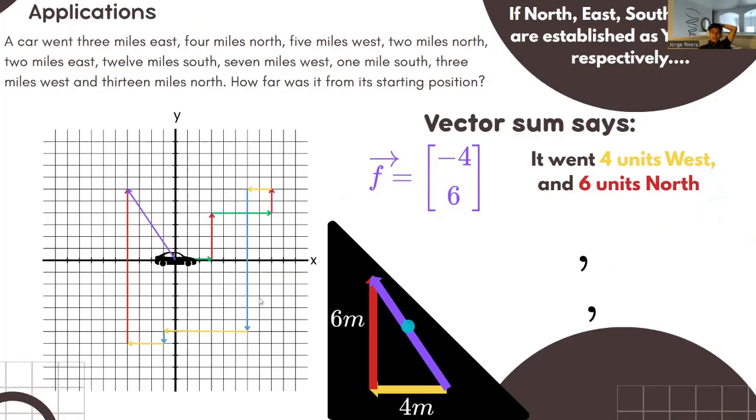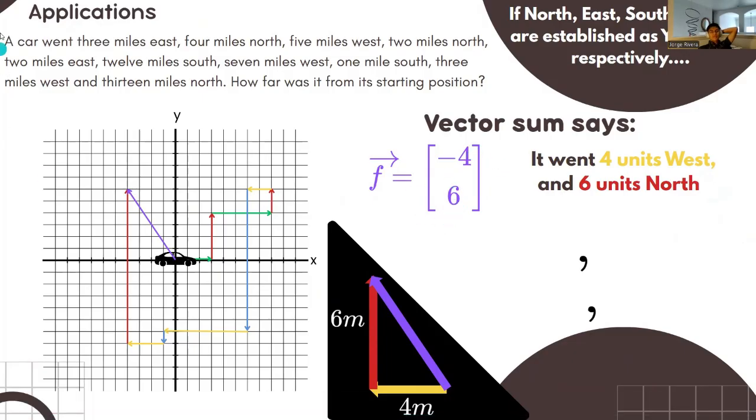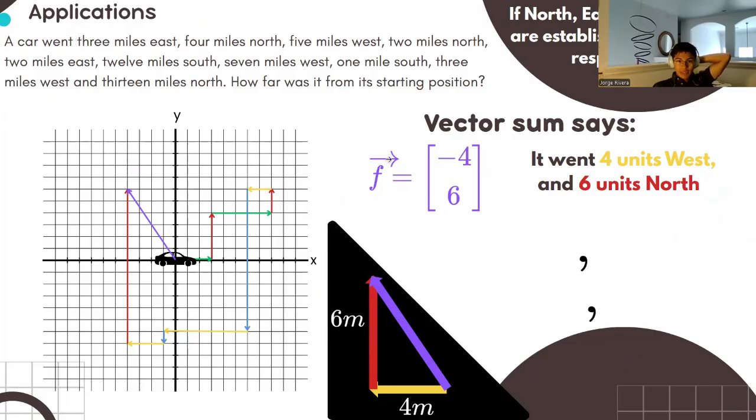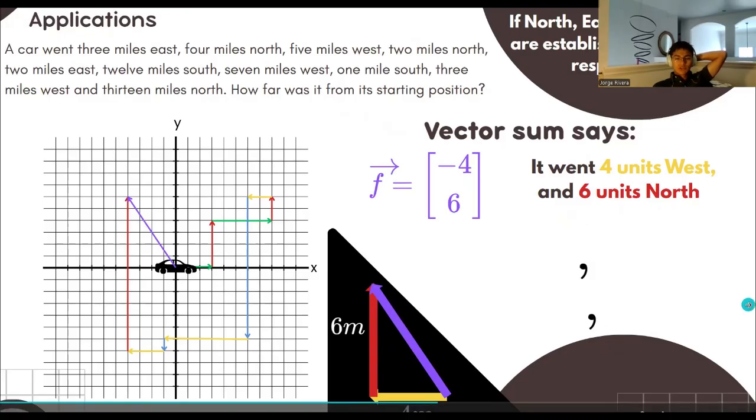So if we just want to find out the magnitude of this, so we know, okay, wait, so this is just the equation of the vector. Hold on, let me pull myself up a little bit. So this is just the equation of the vector, right? But this doesn't tell us how far it was, because this is just saying he went 4 units west and 6 units north. If we want to know exactly how far it was from the starting position, we have to use trigonometry, right?